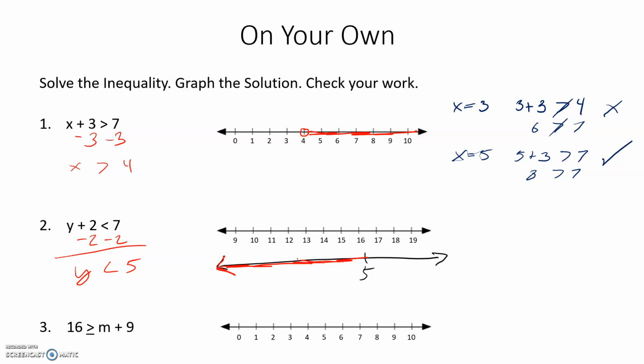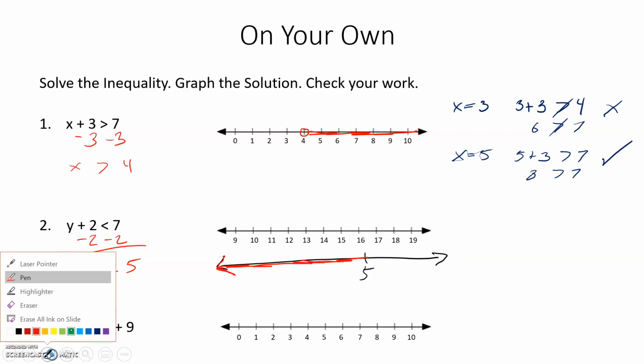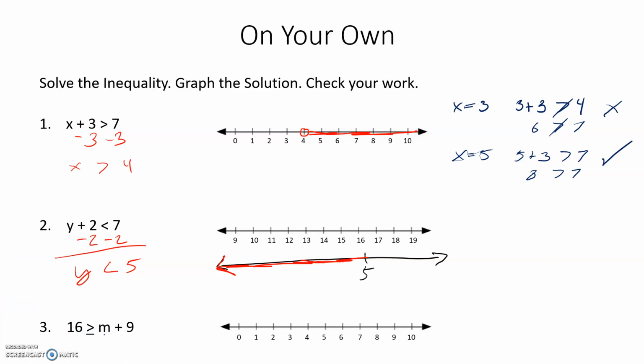All right. And then I can still check my work, even though I don't have a number line. So I just know I'm going to choose numbers on both sides of the 5. So let's say y equals 4. Let's see what that looks like. So my original inequality, 4 plus 2 less than 7, 6 is less than 7, so that would be true. All right, and if I plug in 6, that's going to be false. So 6 plus 2 less than 7. That's not true because 8 is not less than 7.